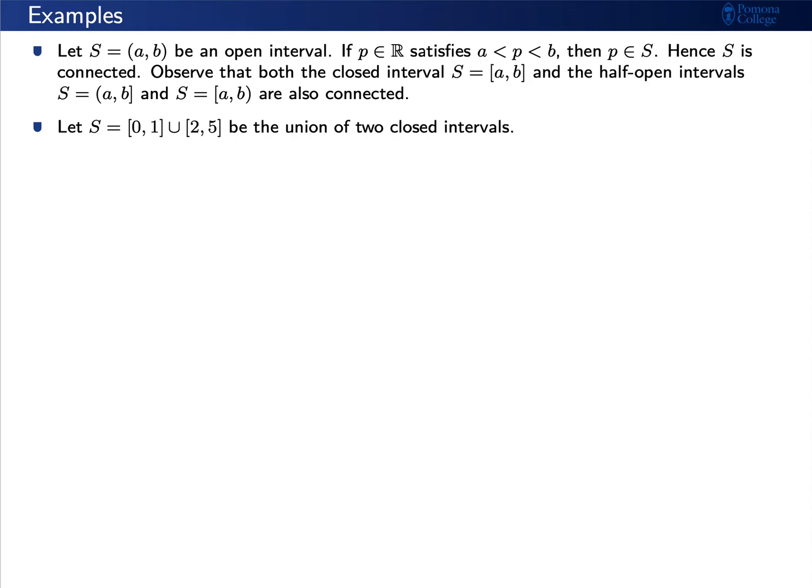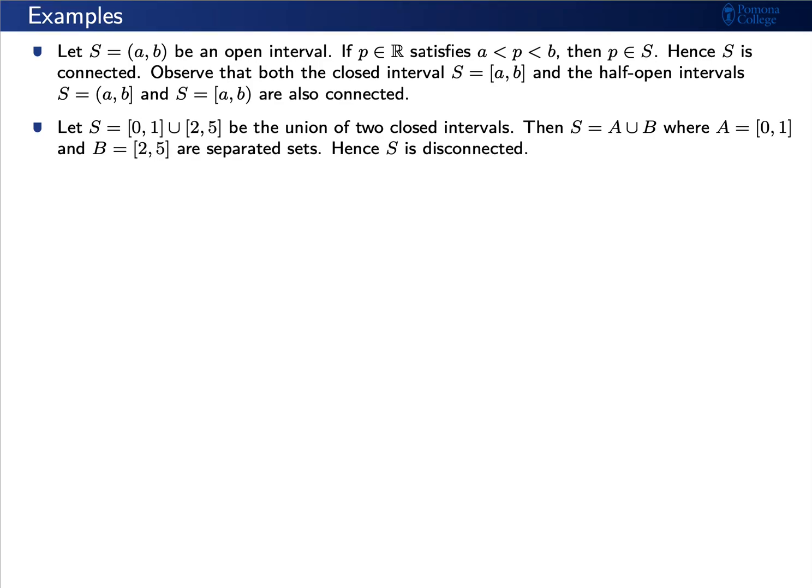Second, let's consider the union of two closed intervals from 0 to 1 and from 2 to 5. Then we can write S as A union B, where capital A is the closed interval from 0 to 1 and capital B is the closed interval from 2 to 5. In particular, capital A and capital B are separated sets. This shows that capital S is disconnected.